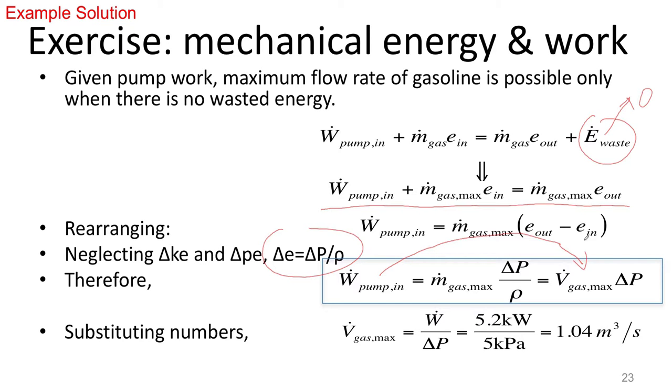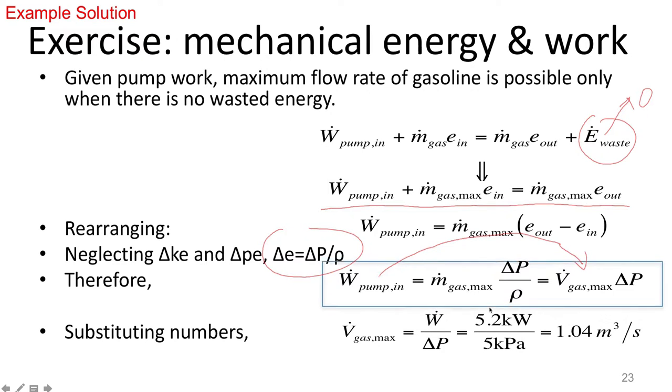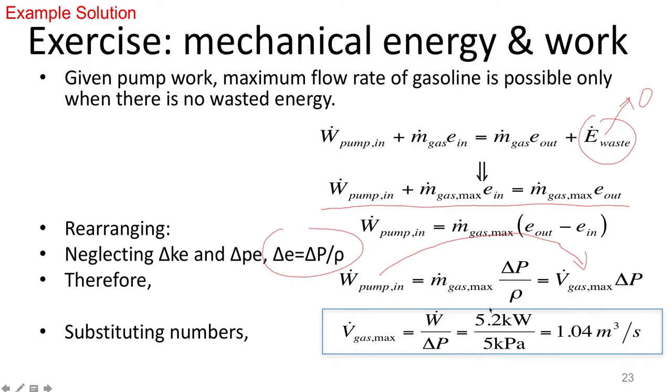Now we equate the pump work input to this expression. This expression is derived from the energy balance equation. Now we rearrange that equation, and we get the maximum volumetric flow rate of gasoline, which is about 1.04 meters cubed per second.